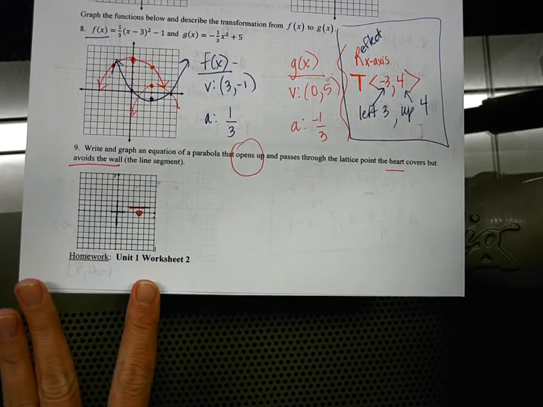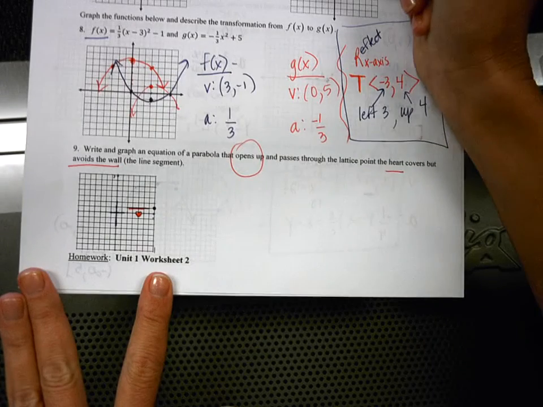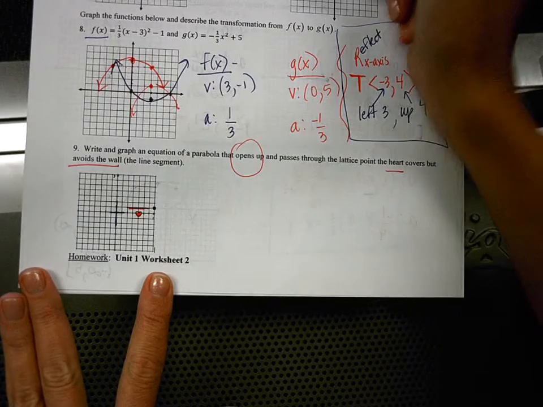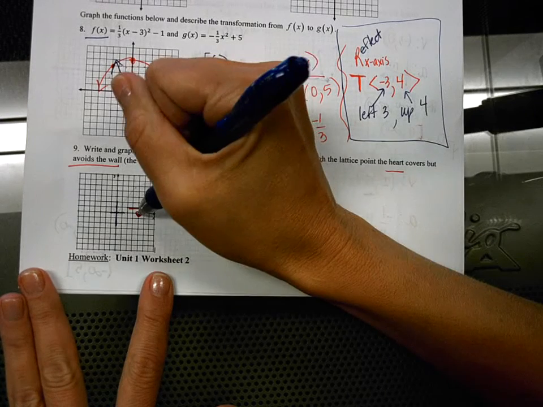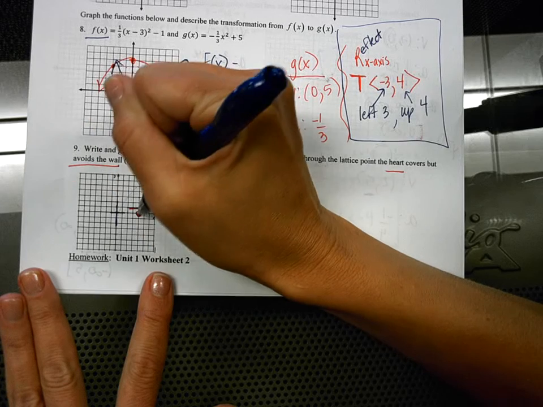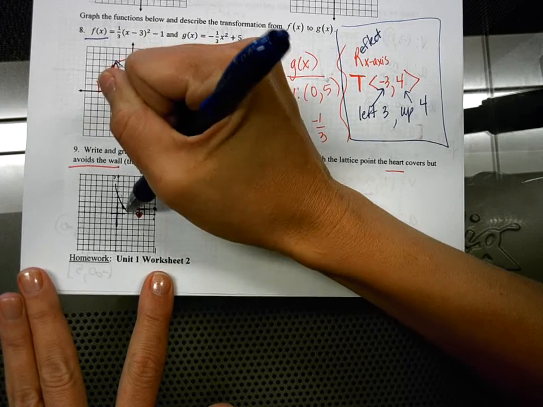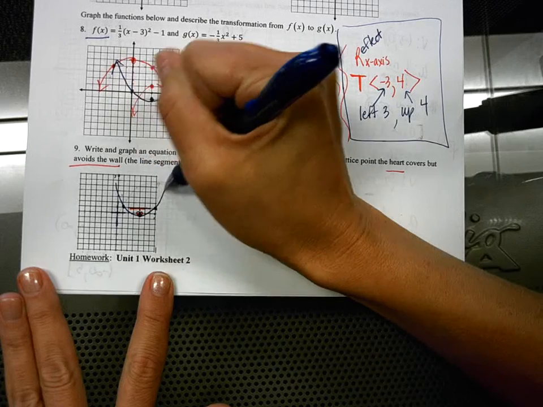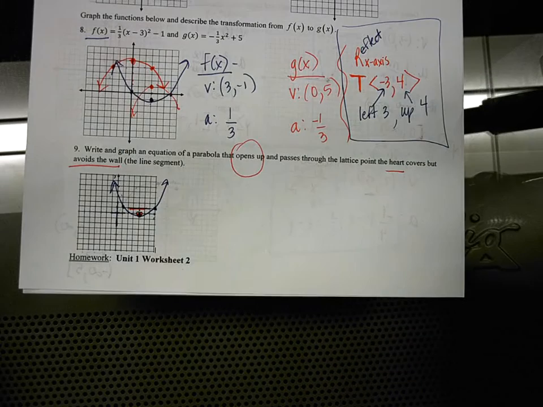So I know that I'm going to probably want to point at least there. So this is my vertex, the heart, and see how this is going up 1 and then right 1, 2, 3, or up 1 and left 1, 2, 3. Do you see how that parabola can miss the wall but it hits the heart? Yeah? Okay, so now you have to write that function.